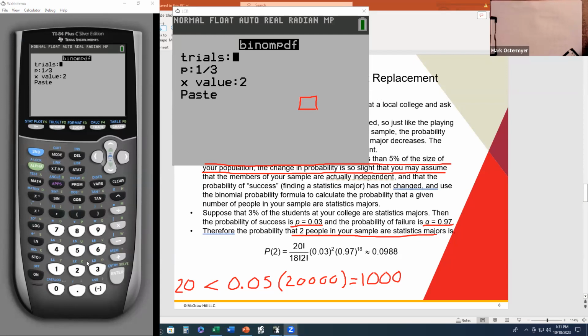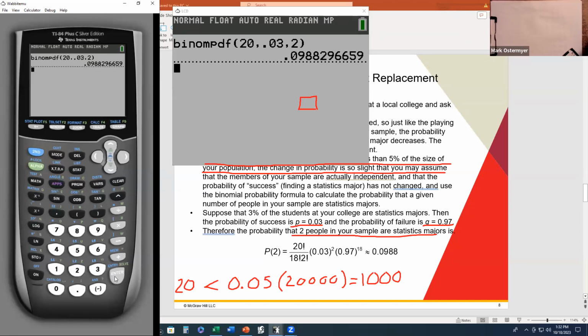N is the number of trials, and there are 20 trials here. We're randomly selecting 20 students from the population on our campus. The probability of selecting a stats major is 0.03. And we're interested in having two successes. In other words, we're interested in selecting exactly two stats majors of the 20 randomly selected students from our population. Hit enter, and boom, there's your probability, 0.0988. And that's exactly what they computed using the long, laborious formula for the binomial distribution.